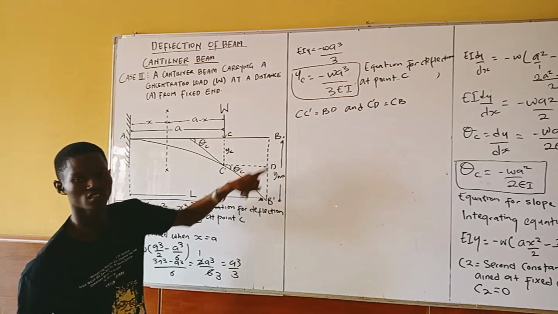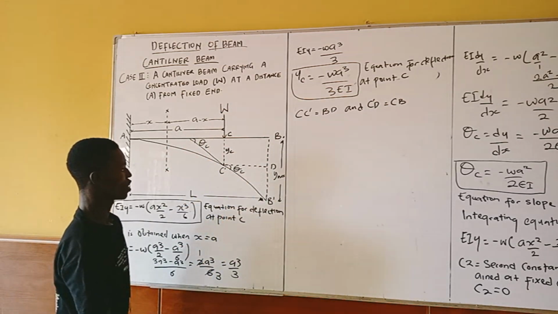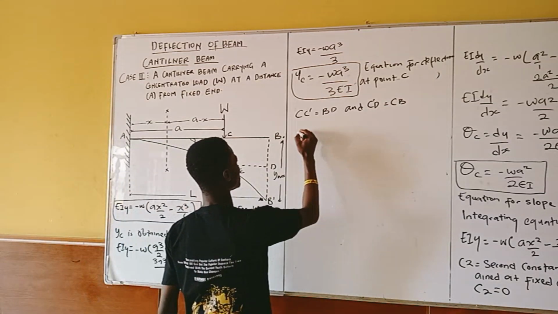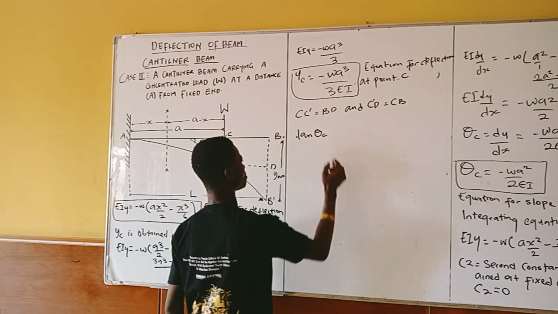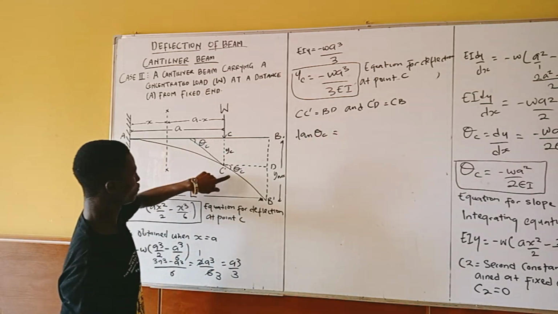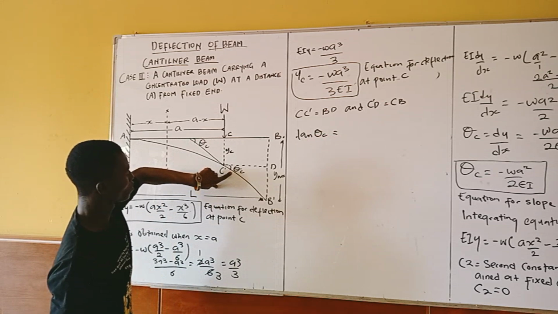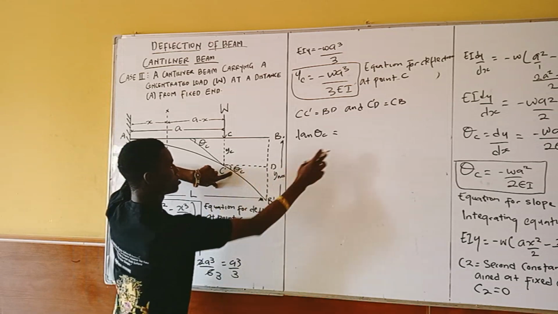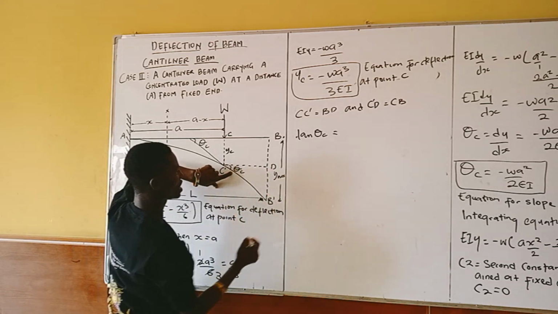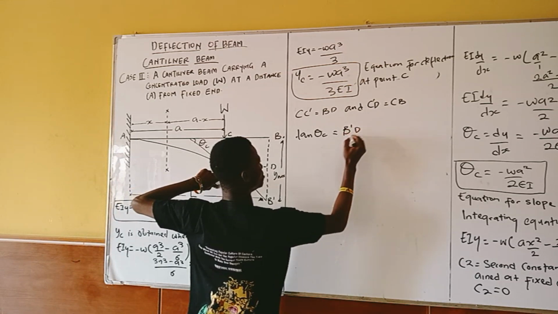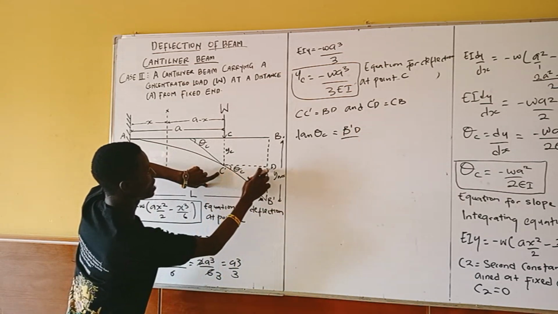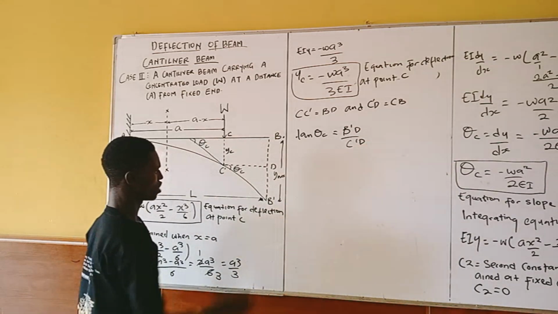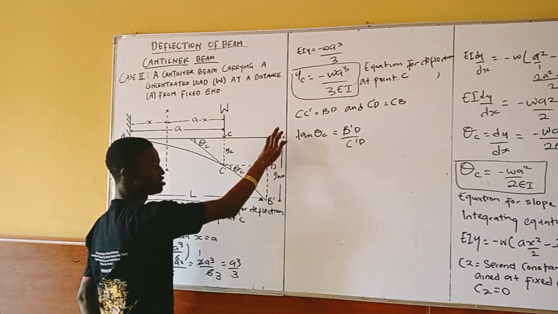So we need to find B prime D. For us to find B prime D, since this is a similar triangle, we are going to have tan theta C equals, what? Don't forget that this is the opposite of the angle, and this is the adjacent. Tan is opposite over adjacent. So we are going to have B prime D over C prime D, because this is the adjacent, C prime D. What we are looking for is B prime D.